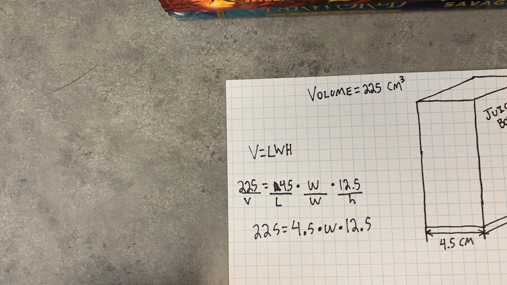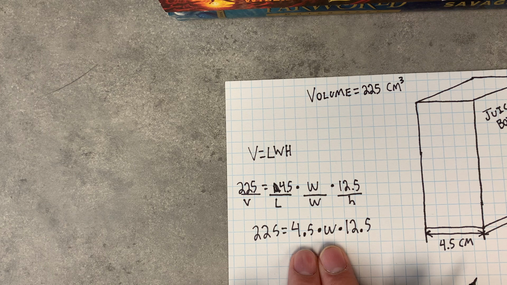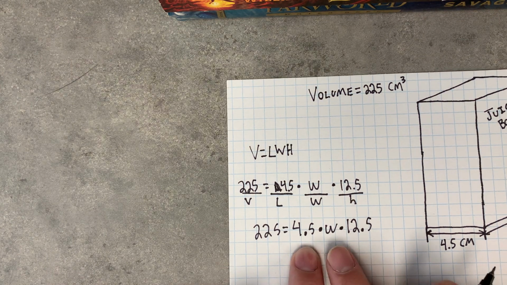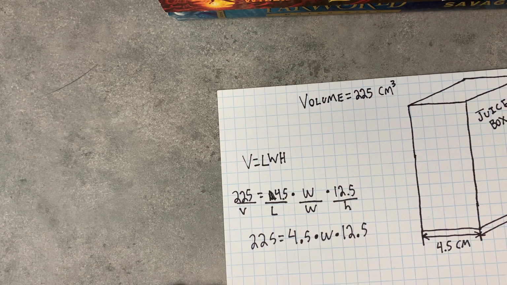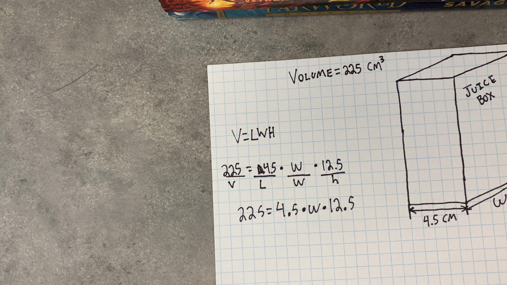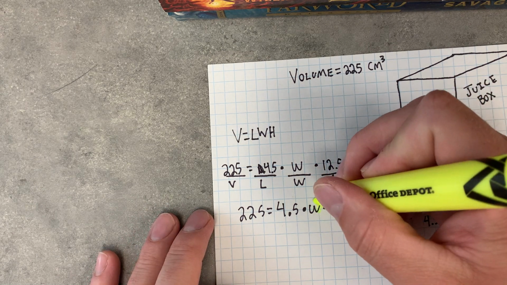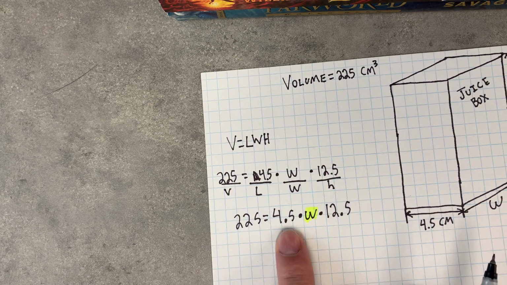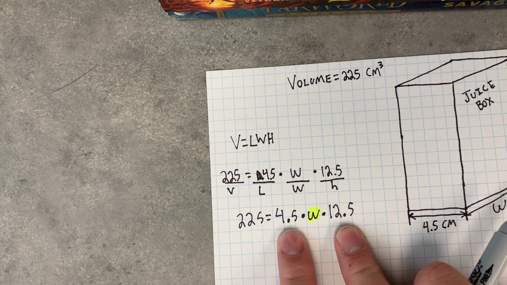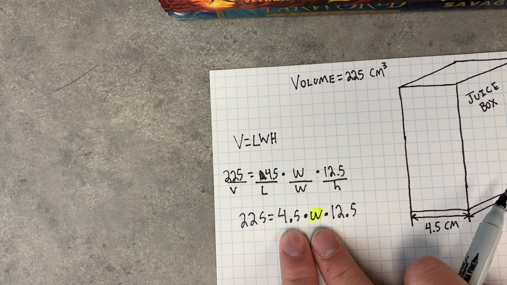And if you think back, what type of equation is this? We can ask ourselves that question. What type of equation has a variable, a letter, something we don't know that we need to find? Those are algebraic. And if you remember, we solve an algebraic equation by using inverse operations. Our goal of using inverse operations is to isolate the variable. We want this W to be the only thing on one side of the equal sign. So that means we need to get rid of this 4.5, and we need to get rid of this 12.5. Once we've done that, we will know what W equals.